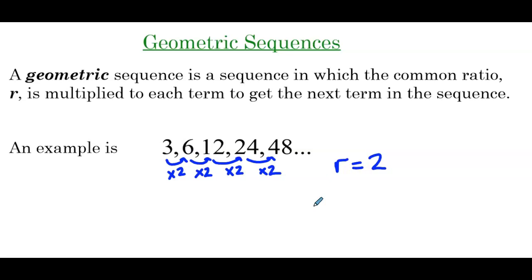Now if we look at the definition again, it only includes multiplication, but division would be included as well. Division is just multiplication by a reciprocal value. Right, so if we were dividing by 3 to go from one term to the next, we could just think of that as multiplying by 1/3. Okay, so any sequence where we're multiplying or dividing to go from one term to the next is a geometric sequence.